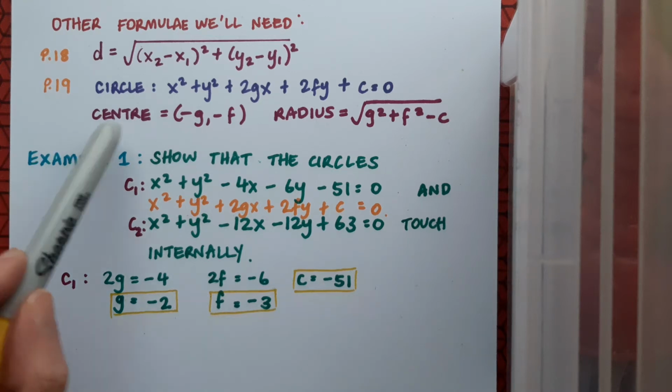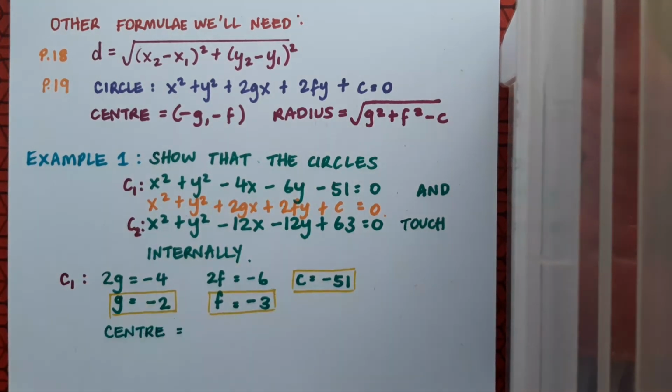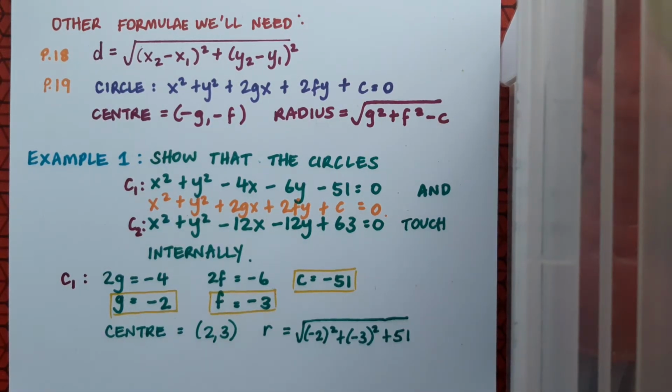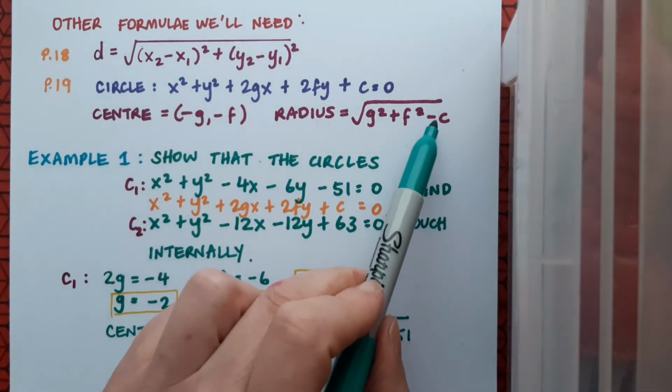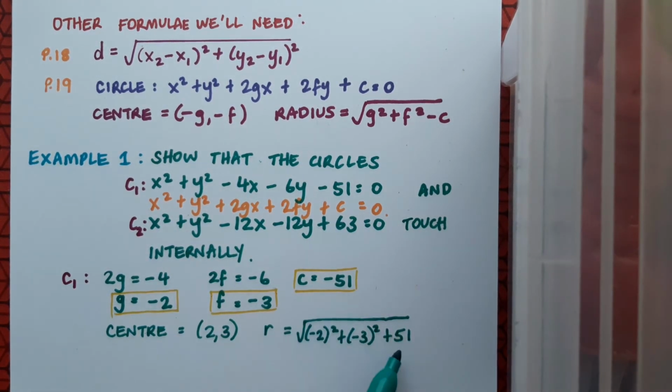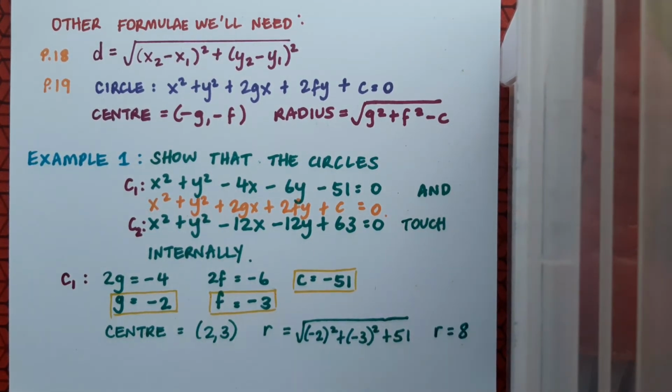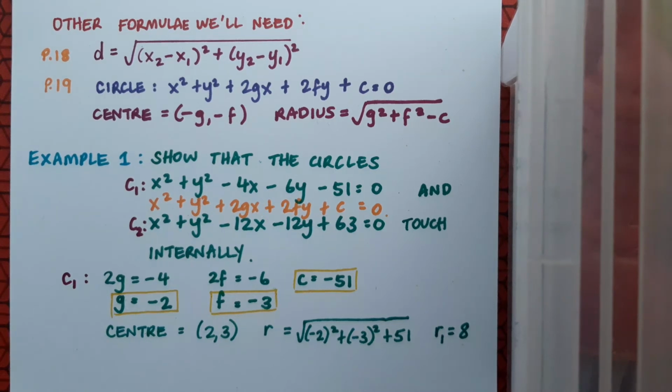And we can see the formulae up here for centre and radius. So to make the centre, I just need to change the signs of g and f. That's (2, 3). And I'll fill in the radius formula. Just bear in mind that it's a minus c at the end of the formula, and since c itself is negative, I should have a plus here at the end. And the radius comes out as 8. And since I'm looking at circle 1, I'm going to call this radius 1, so r1 equals 8.